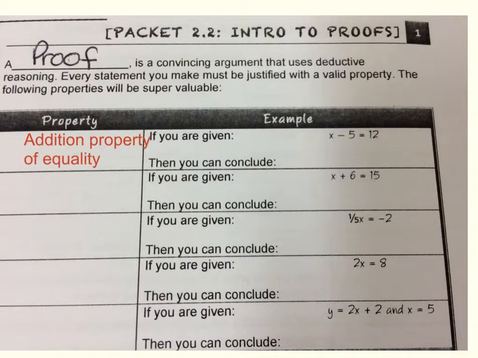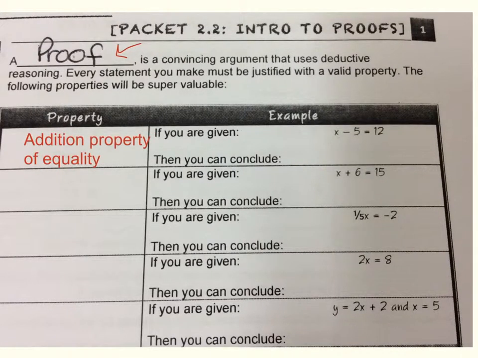Hi, welcome to Geometry. We are going to be talking about intro to proofs. What is a proof? You'll see that right here, what a proof is. Let me point to it. There you go. First thing we're going to talk about are different properties and rules that we can use, because in a proof we're going to have to justify every step.